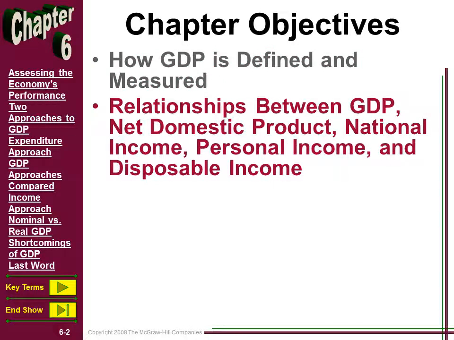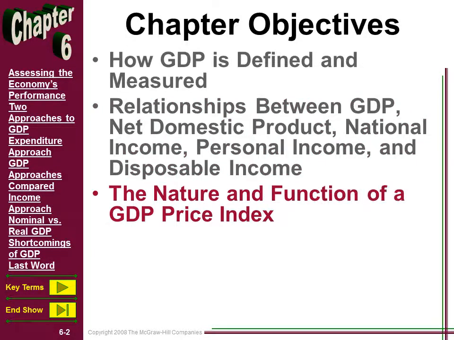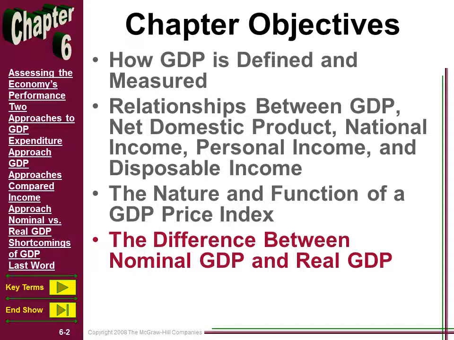Then we will take our GDP understanding, our concept of economic output or production, and look at some relationships between GDP and some other important statistics: net domestic product, national income, personal income, and the big one, disposable income. We're going to introduce this idea called a GDP price index and talk about why we have a price index, what the purpose of it is, and what the function of it is. And then we'll talk about the difference between what we call nominal versus real GDP.